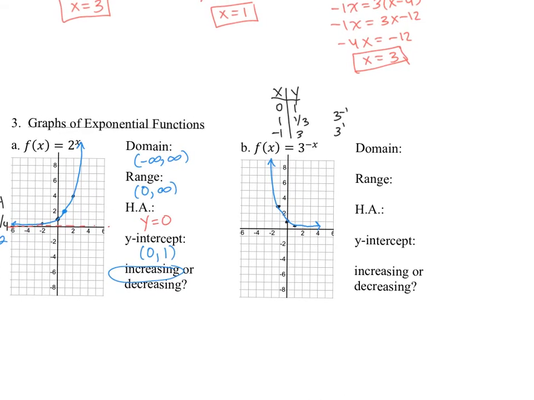My domain, still negative infinity to infinity. My range is still 0 to infinity. There is still a horizontal asymptote at y equals 0, and that's always true on a basic exponential function. The y-intercept is (0, 1). Is this increasing or decreasing? If I start on the left side of the graph and I follow the graph, I'm going downhill, so the y values are decreasing.